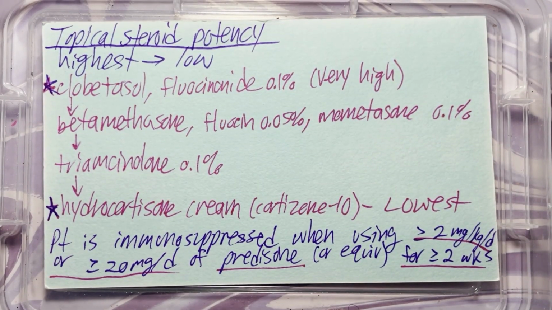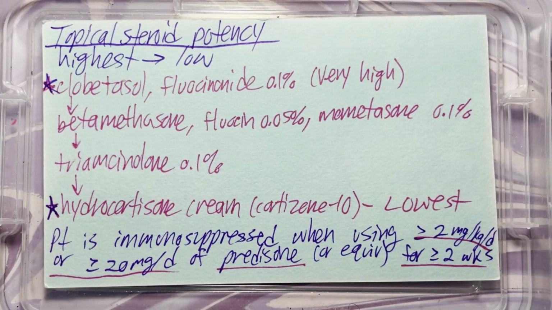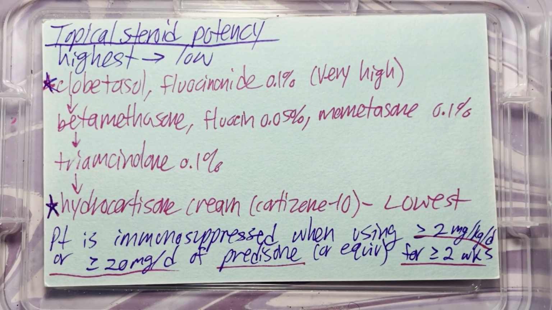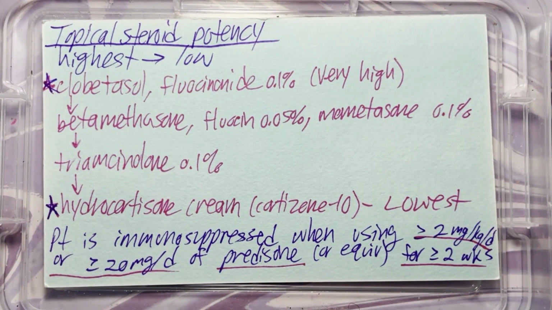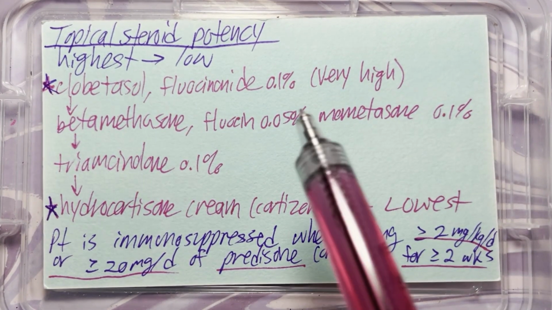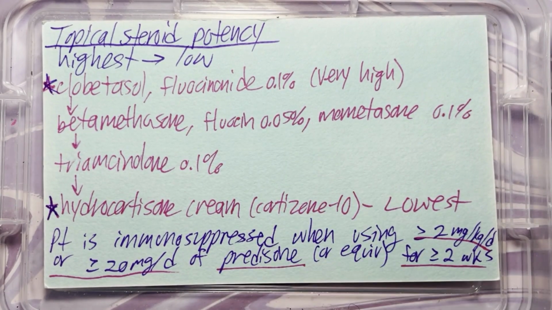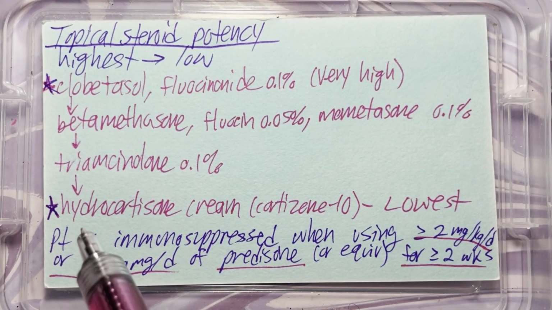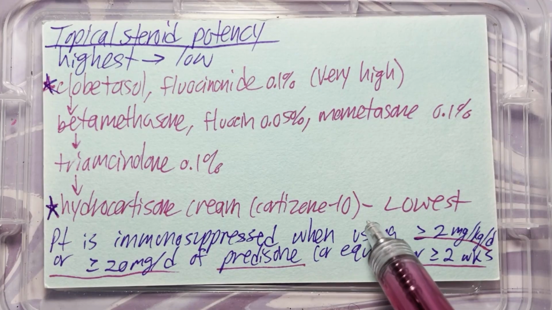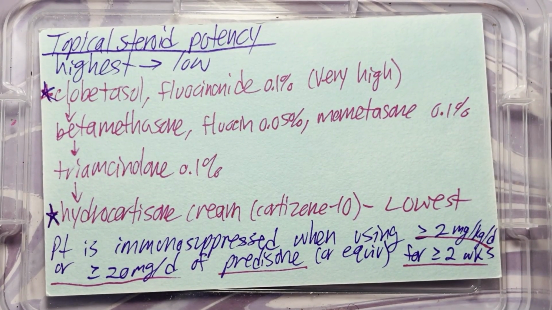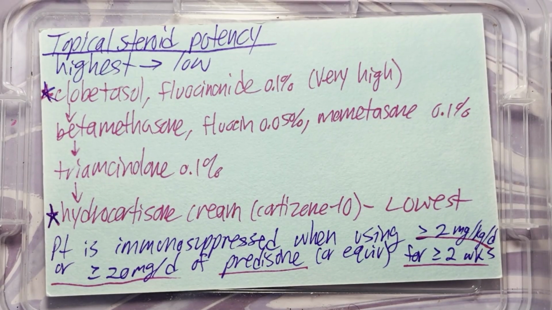Let's toss this topical steroid potency on the back because I thought it was important, but not all that important. I just kind of read it every now and then. And I really just focused on knowing the very high clobetasol and fluocinolone and the lowest, hydrocortisone cream or cortisone 10 over the counter. Also knowing this last point is important too: what makes a patient immunocompromised from steroid use?